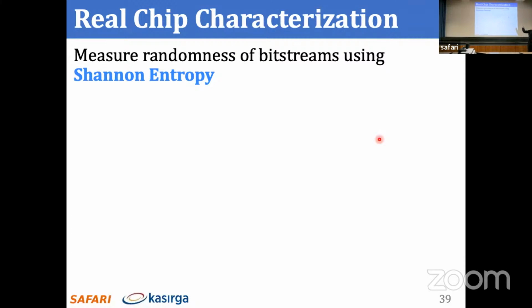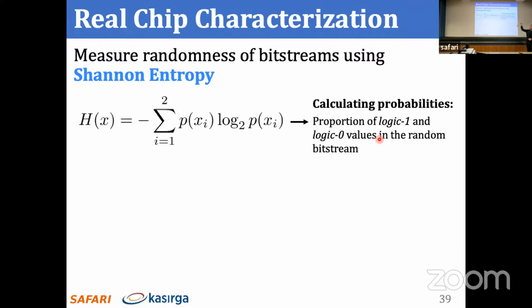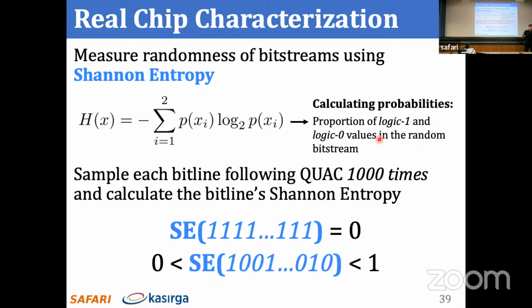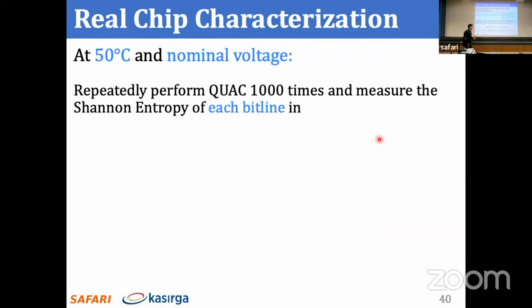The metric we use to measure randomness is Shannon entropy, and we calculate it like this. Essentially, this is the proportion of logic 1 signals and logic 0 signals in the random bit stream. We sample each bit line using QUAC operations, and calculate the Shannon entropy after 1,000 QUAC operations. The intuition is, if you have a bit stream full of ones, you will get a Shannon entropy of 0. If you have a bit stream with an equal amount of ones and zeros, you will have a Shannon entropy between 0 and 1, and towards 1, you get a more equal amount of zeros and ones in that bit stream.